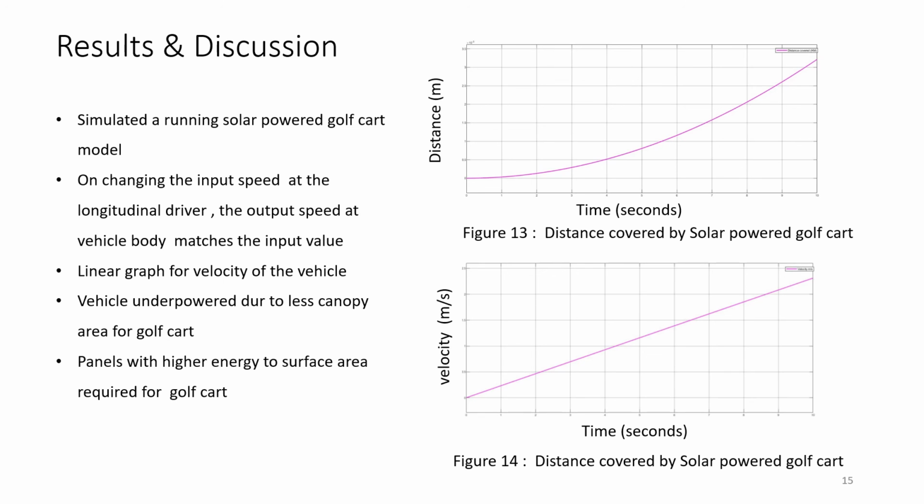Some of the drawbacks that can be seen in the application of the solar powered golf cart are that the golf carts are very small in size, thereby allowing only a small amount of energy storage inside the cart. And the solar panels that generate energy require much more space than the golf cart canopy can provide to house them. Hence, solar panels with high energy to surface area are required for such operations.